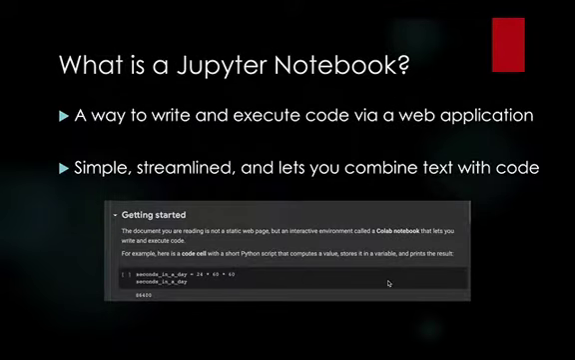So what is a Jupyter notebook? It's just a way to write and execute code via a web application. It's very simple and streamlined and lets you combine text with code. This is very important, especially when it comes to analysis, because it lets you annotate your thought process and describe your model as you go.